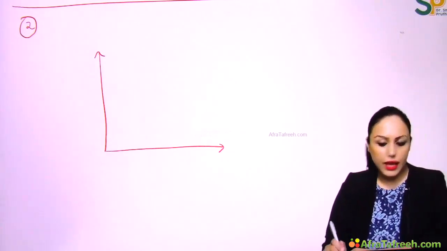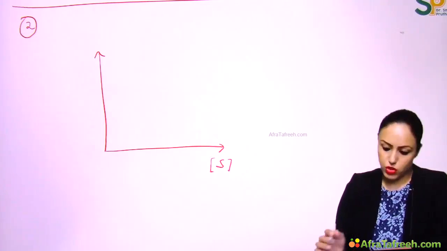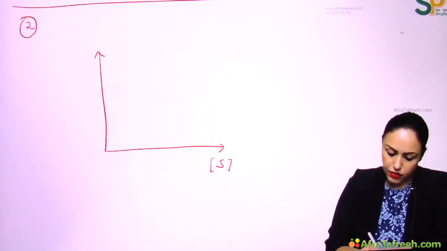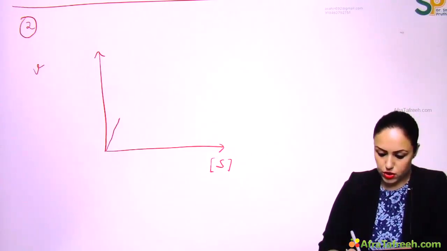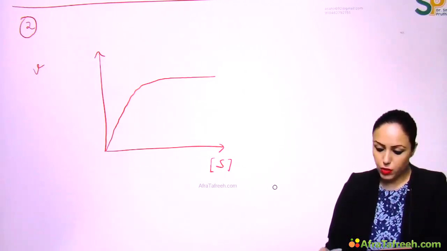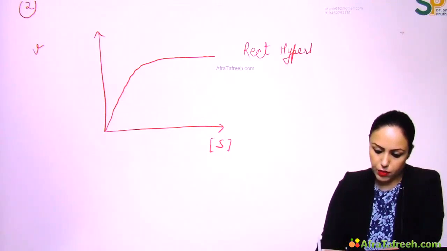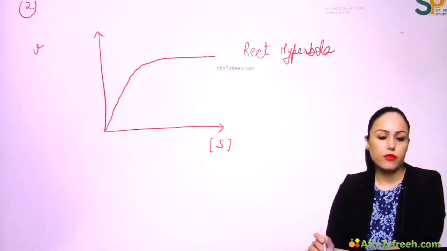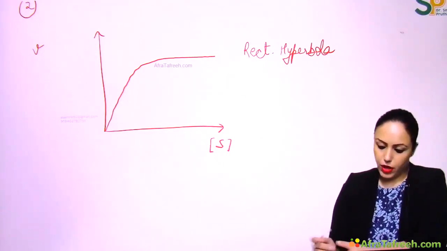What will I take on the x-axis? On the x-axis I will take substrate concentration. On the y-axis I will take velocity of reaction. So this graph is like this. What is the shape of this graph? The shape is a rectangular hyperbola. What is the meaning of rectangular hyperbola?